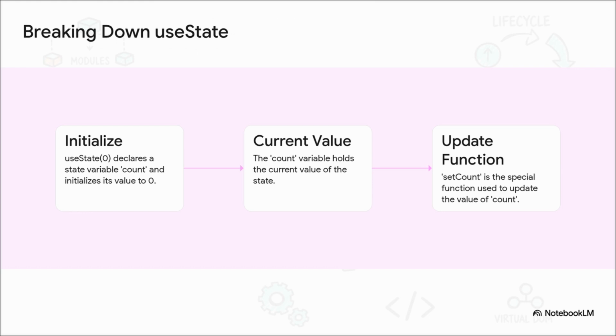The first one, which we're calling count, is the variable that holds the current value. And the second thing, setCount, is a special function. It's the only correct way to update our count variable. When we call setCount with a new number, React takes over and automatically redraws our component on the screen with the new value. It's that simple.